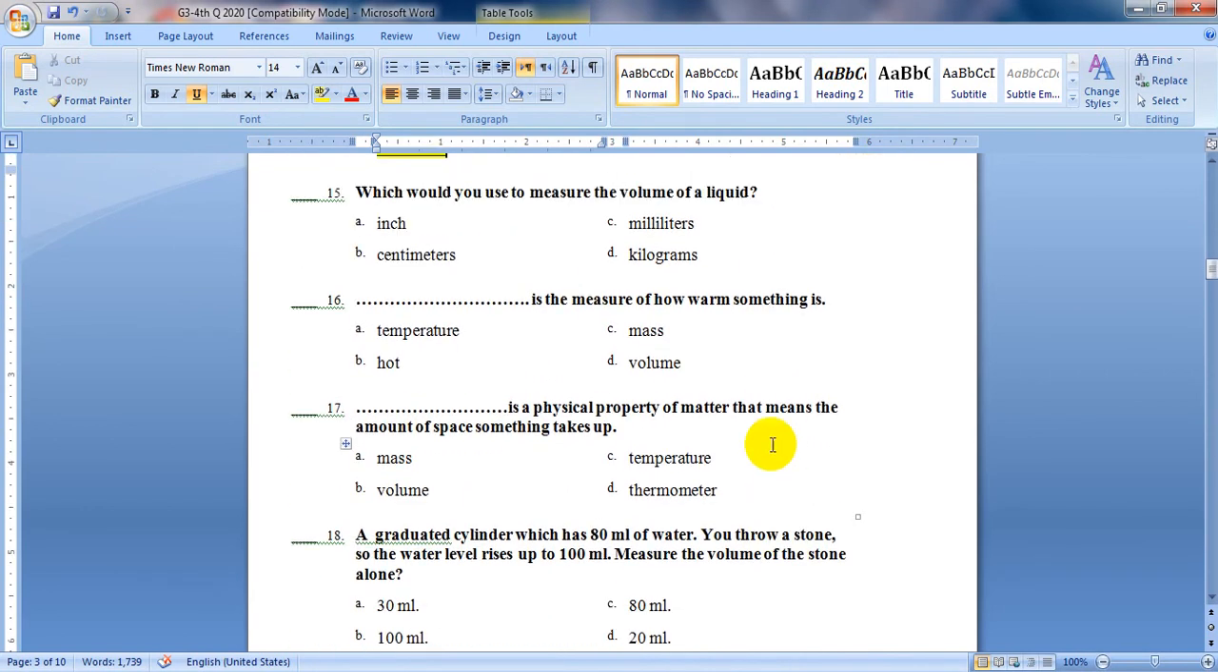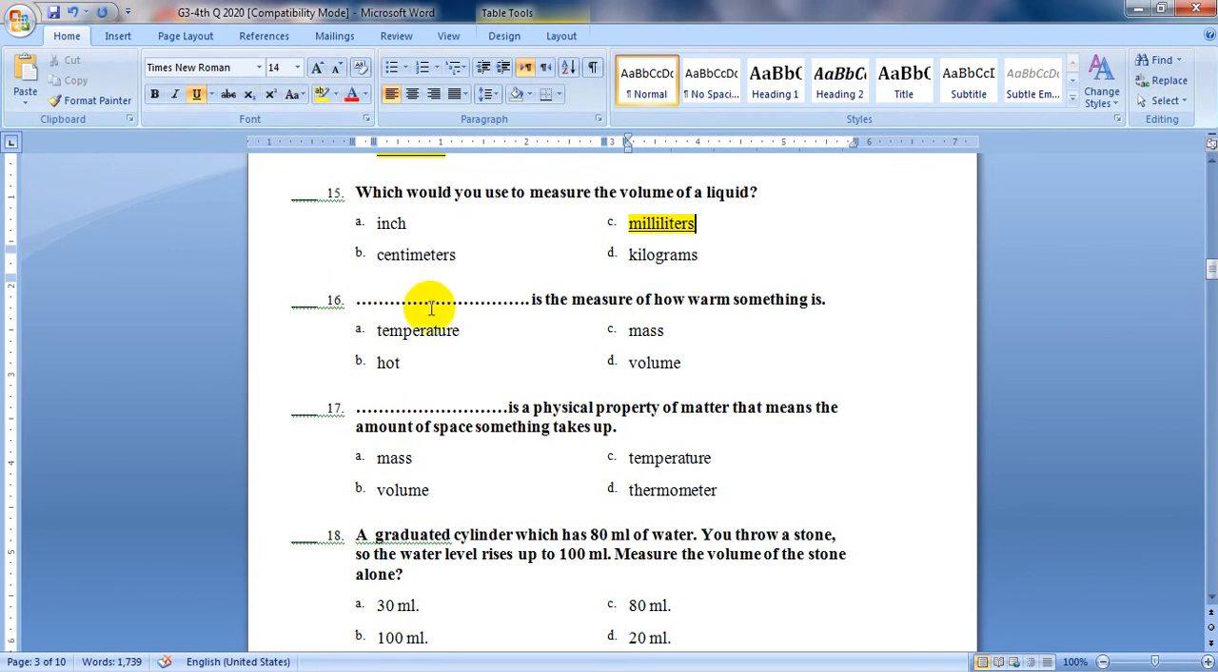15. Which would you use to measure the volume of a liquid? Inch, centimeters, milliliters, kilograms. A volume is measured with a unit which is called milliliters.